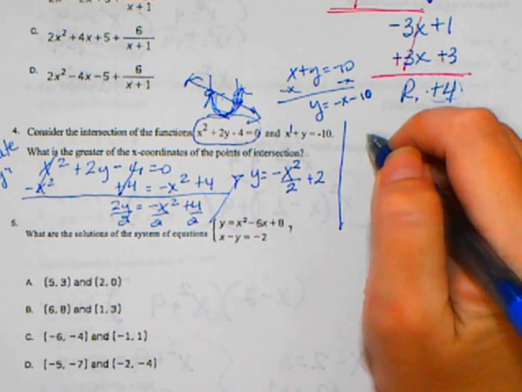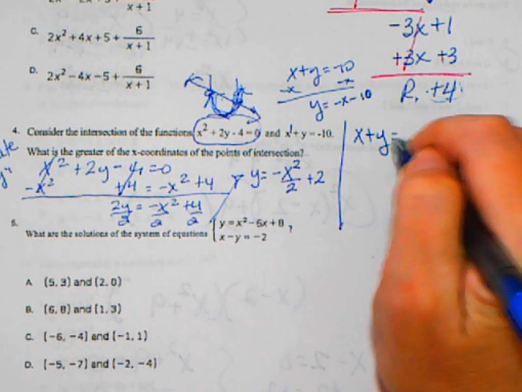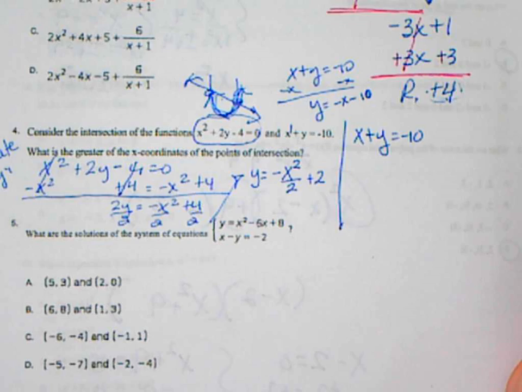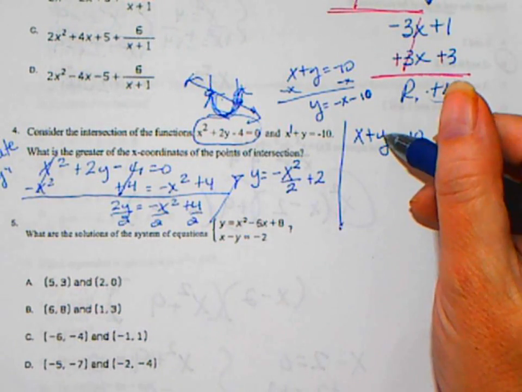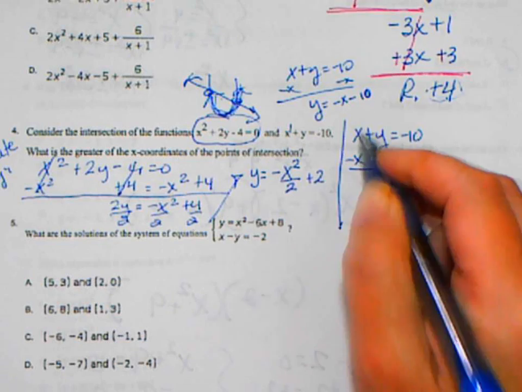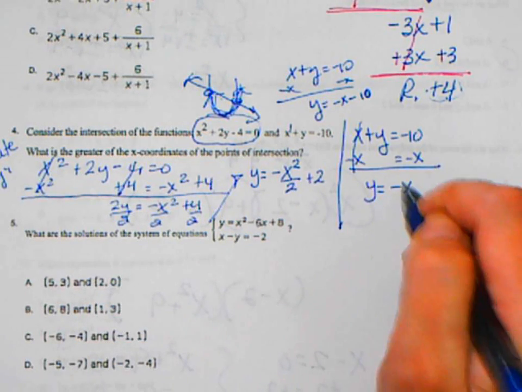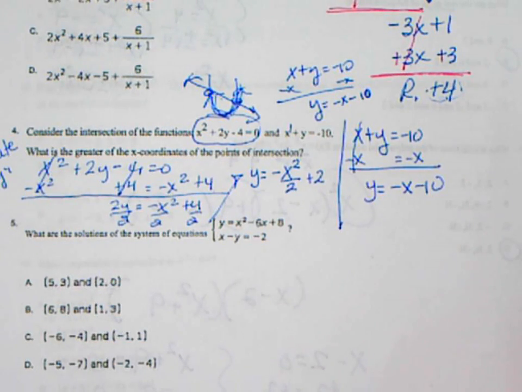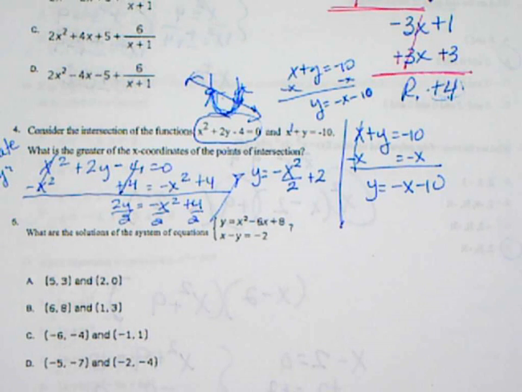Now I'm going to take x plus y equals negative 10, and I'm going to isolate its y. So this one's easy. I'll just subtract x from both sides, and I get y equals negative x minus 10. The reason we're doing this is because we want to find where these two equations are equal, okay?